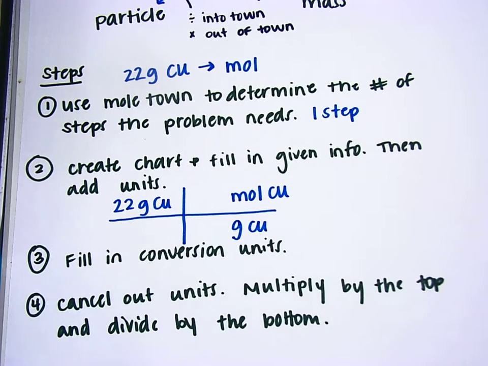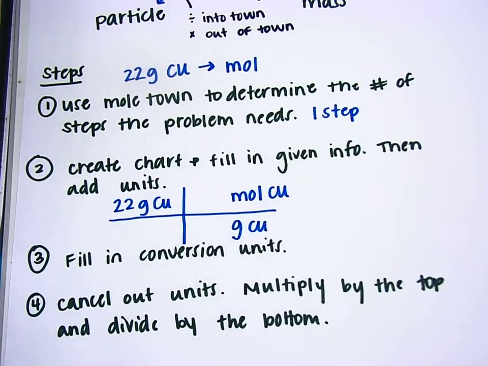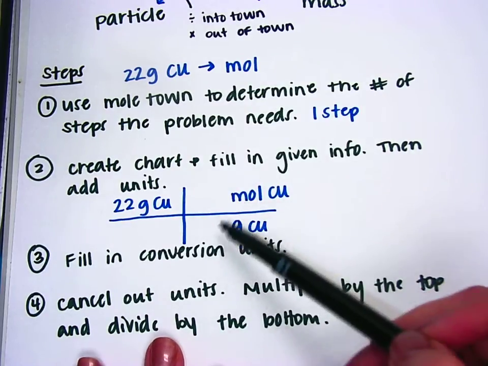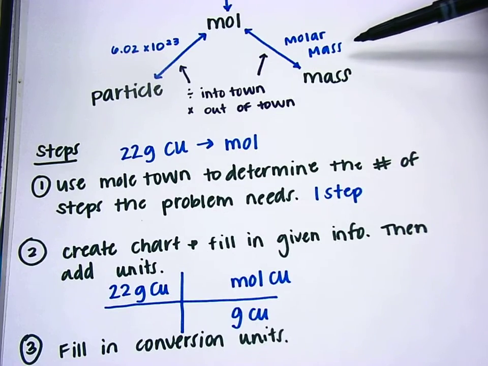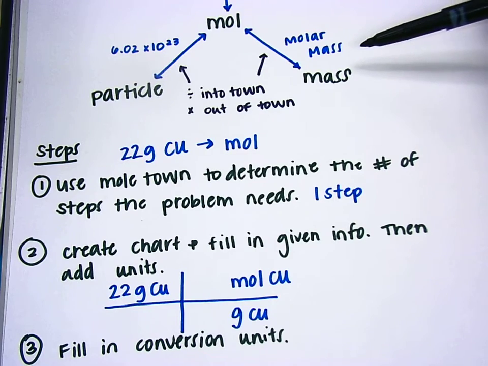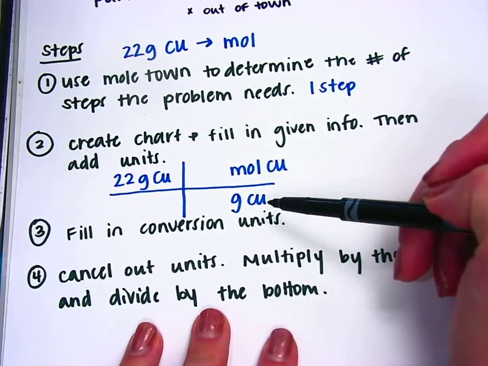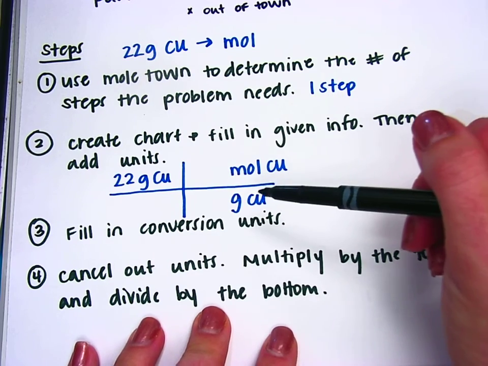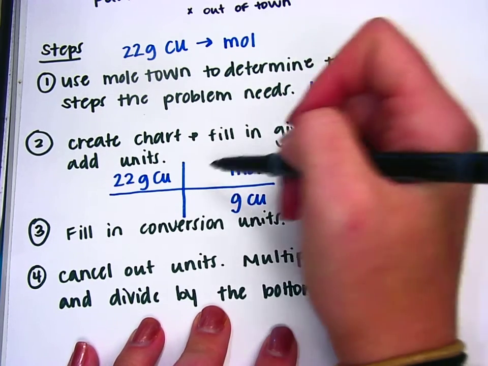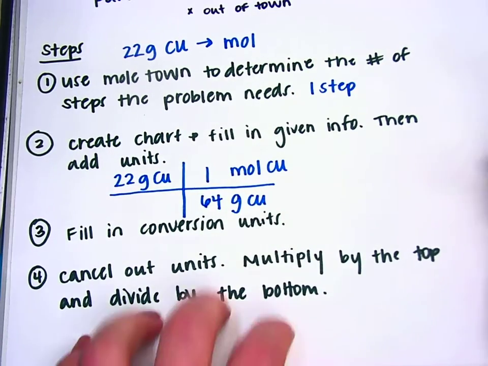When we do this problem and add the conversion units, our grams of copper will cancel out, which was the goal. Step number 3 is to fill in the conversion units, which means I'll go back to this chart and fill in the numbers. Mole Town tells us that we're going to use the molar mass to do that. And remember, molar mass is the mass that is in 1 mole. So if I look on the periodic table, the mass of 1 atom of copper is 64 AMU. We're talking about moles of copper, so the mass of 1 mole of copper is 64 grams. Okay, that's the molar mass.